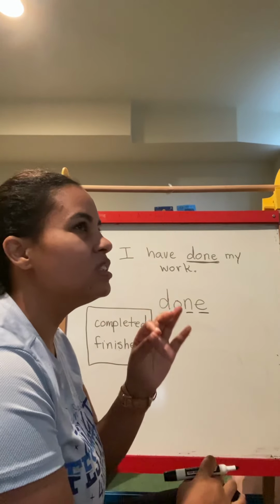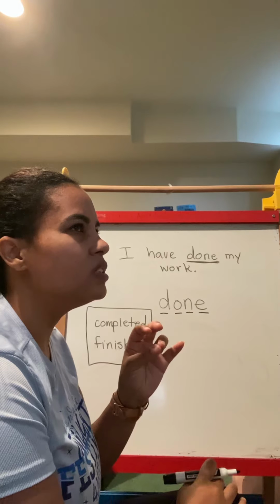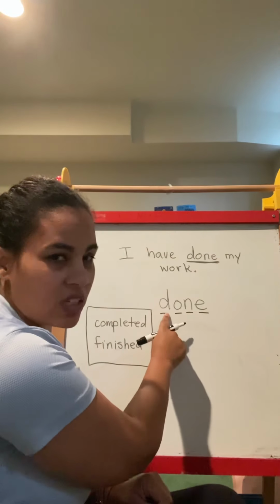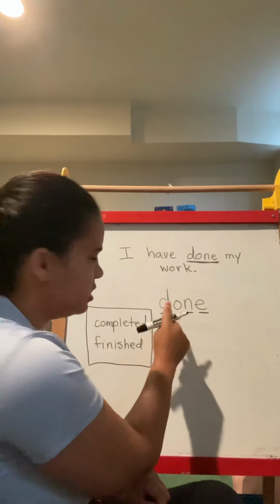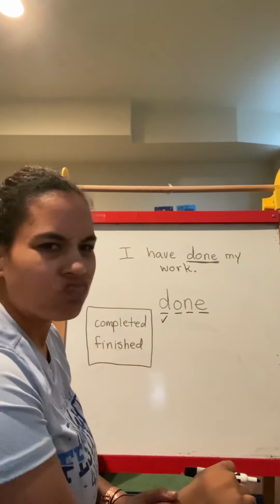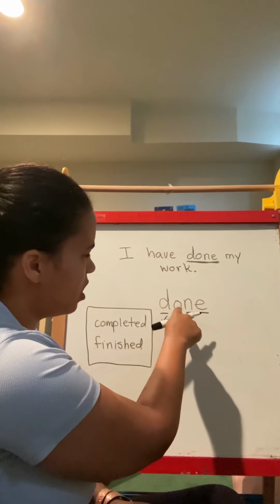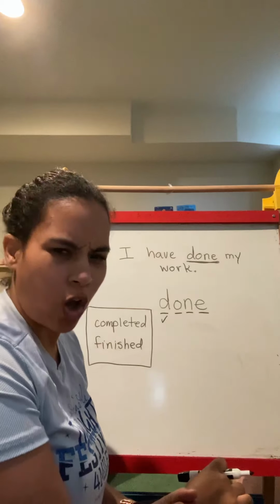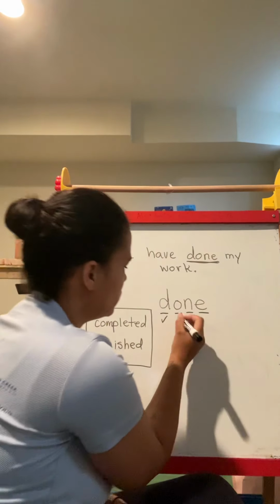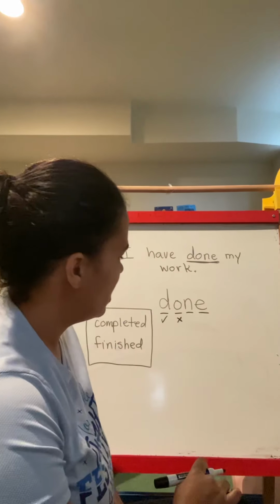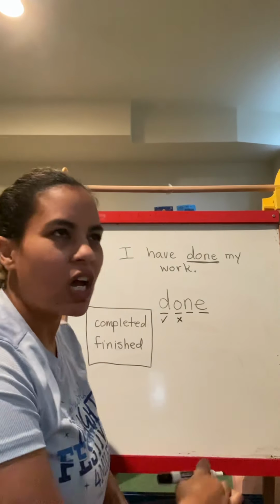Done. D. Okay, well, this is a D. I know that the D makes the D sound, so that makes sense. This is an O, and I know that the O can make an aw or an O. That's tricky. I'm going to put an X here because I think that one doesn't make sense. And then I have done.